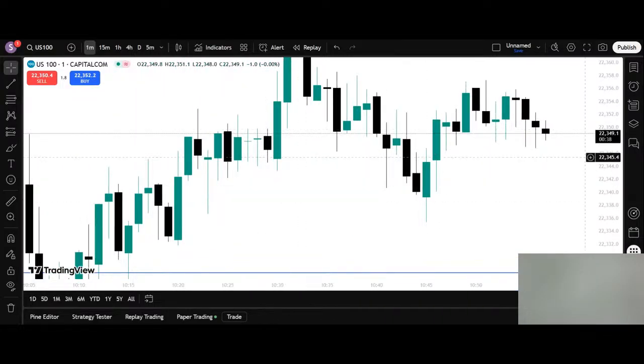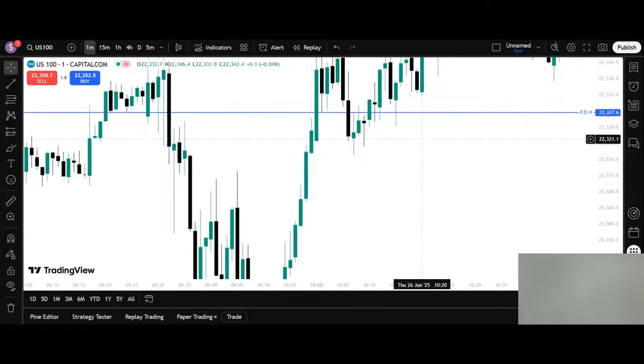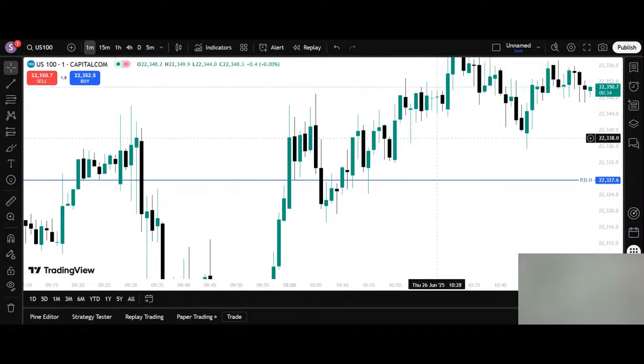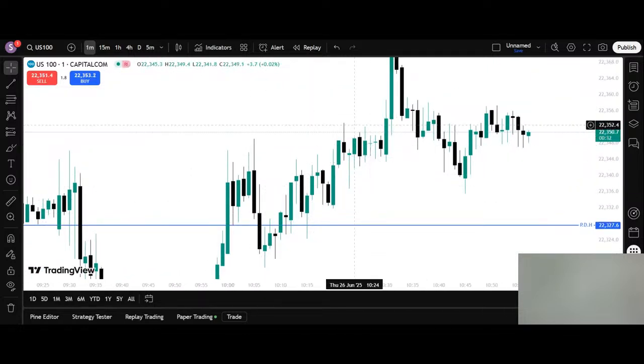Price seems to be stuck here. It was volatile before the opening, but as soon as it got here in this range of almost 300 ticks, I'm just gonna wait and see how the 1 hour closes.